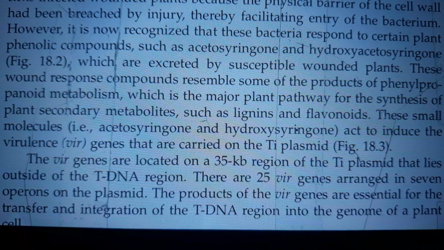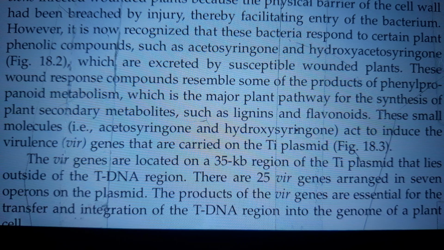Originally, it was thought that A. tumefaciens infected wounded plants because the physical barrier of the cell wall had been breached by injury, thereby facilitating entry of the bacterium. However, it is now recognized that these bacteria respond to certain plant phenolic compounds such as acetosyringone and hydroxyacetosyringone, which are excreted by susceptible wounded plants.